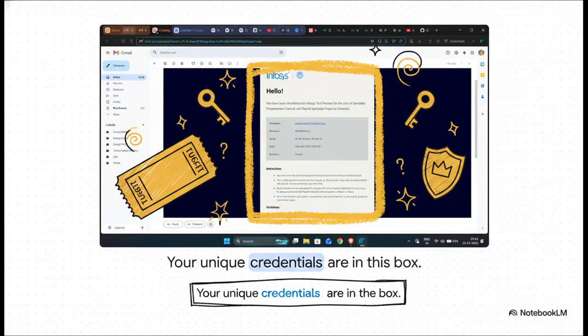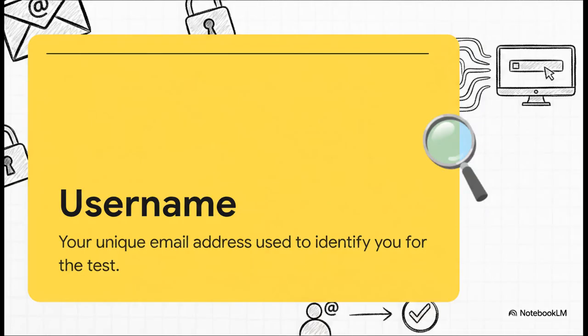See this little box? This is your golden ticket. It's got your unique login credentials for the test. This is just for you, so you'll want to pay close attention to it. First up, the username. Pretty straightforward, right? It's just the email address you applied with. That's how the system knows it's you.